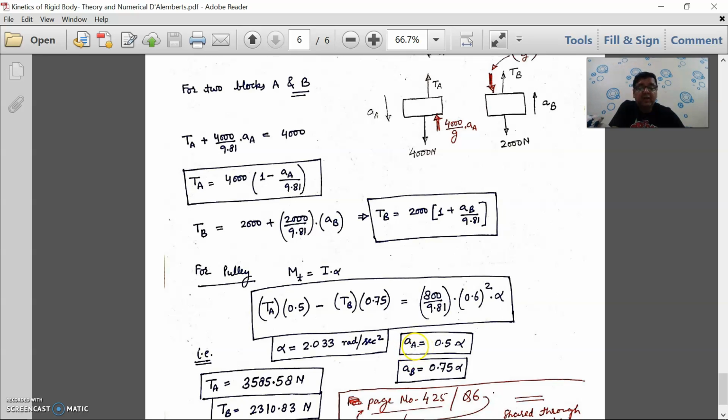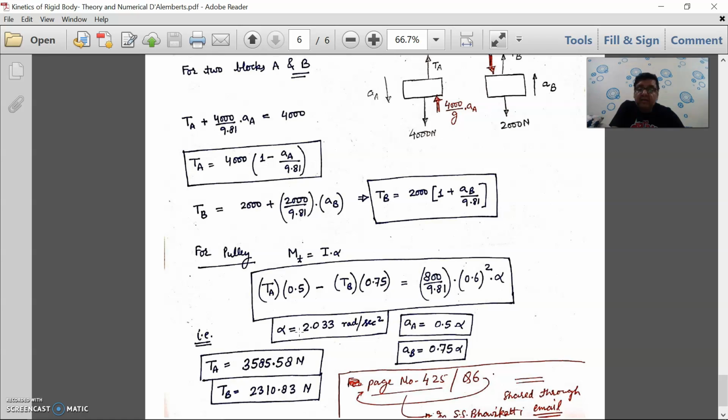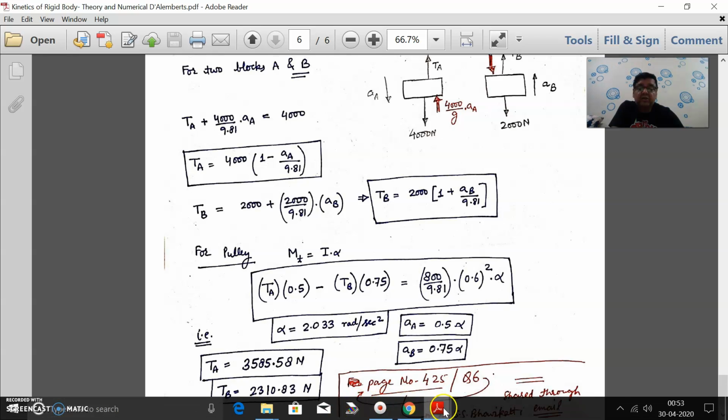So we know the values of aA and aB in terms of alpha. Once we know these, we can calculate TA in terms of alpha, and TB also in terms of alpha. Then we can easily get the values of alpha, TA and TB from these three equations. The rest of the calculation you have to do, but this is the actual strategy to solve this numerical.